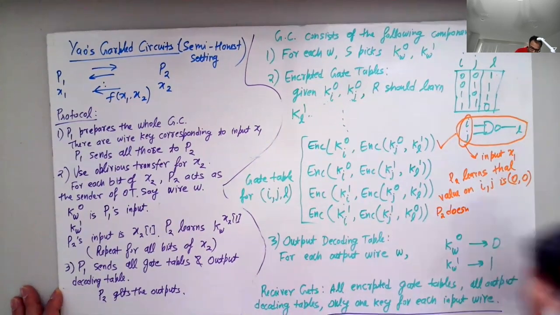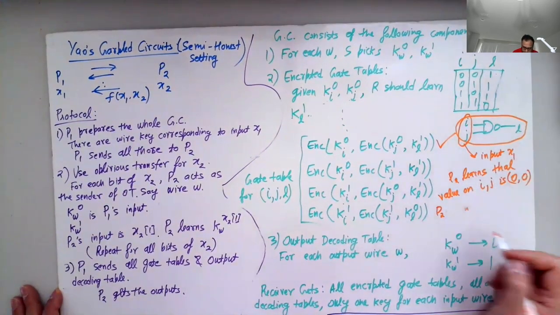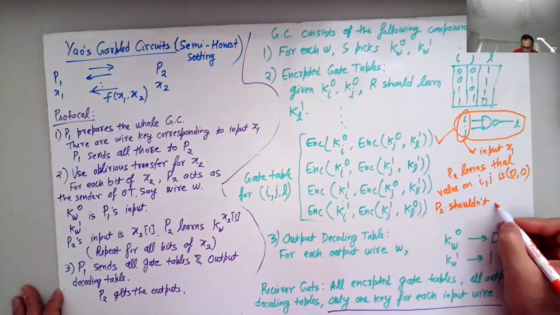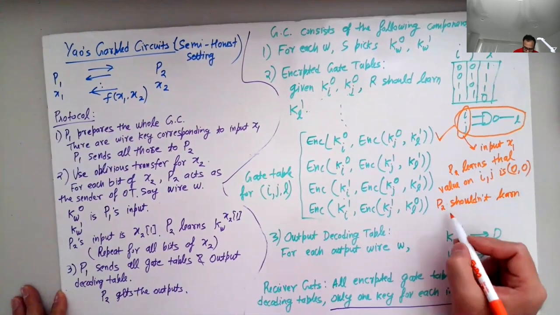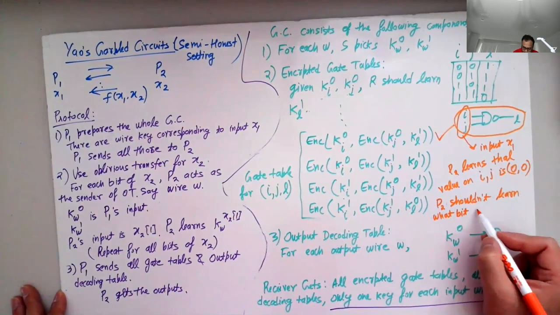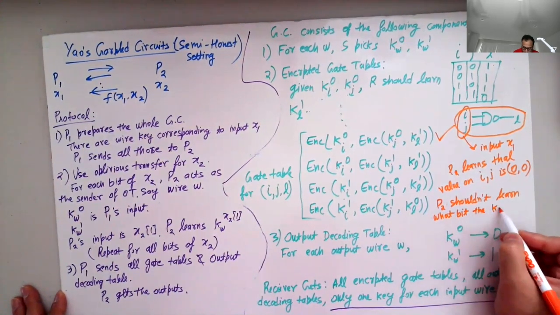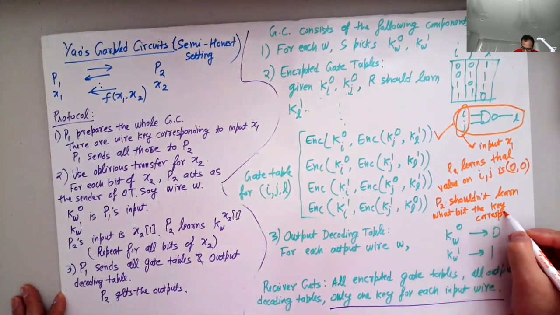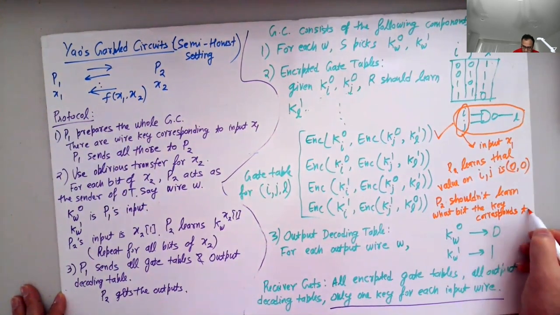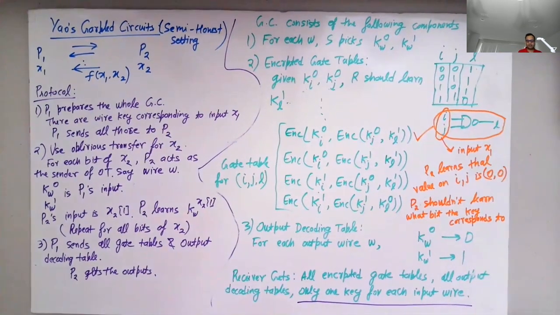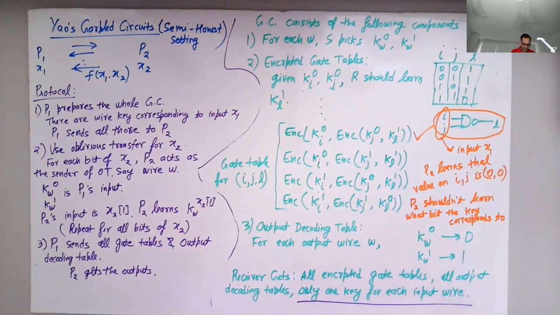P2 shouldn't learn what bit the key corresponds to. P2 should just learn a key, and it shouldn't be clear whether it corresponds to 0 or 1.